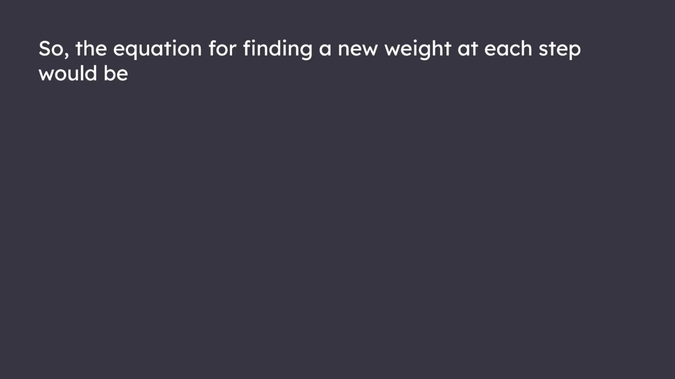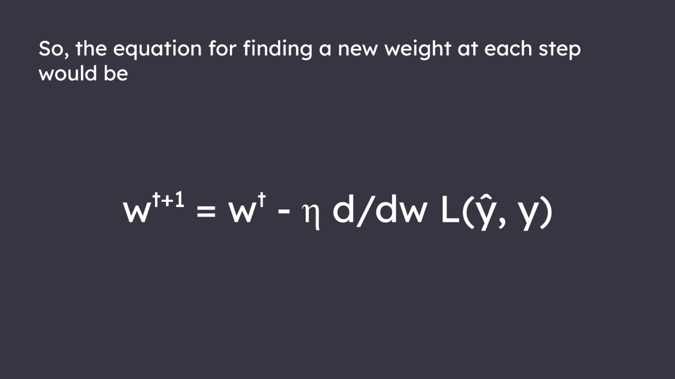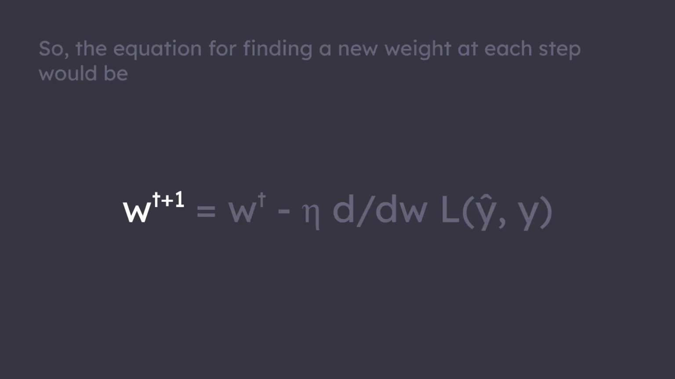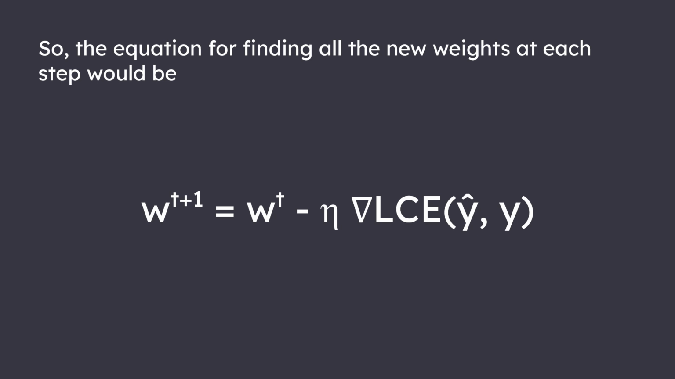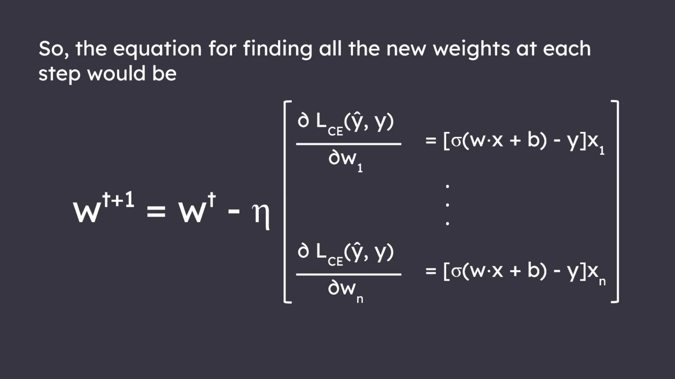So the equation for finding a new weight at each step would be w at the next step is equal to w at the current step minus the learning rate times the derivative of the loss function with respect to w. We can plug in the gradient for the derivative, so the equation for finding the new weights vector at each step would be w at the next step is equal to w at the current step minus the learning rate times the gradient of the loss, which we outlined previously. And now we can use this equation to train our logistic regression model.